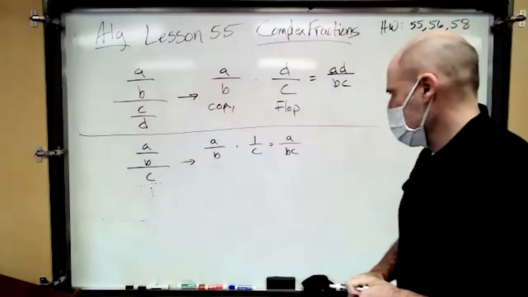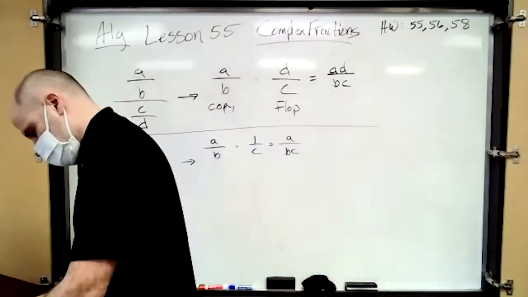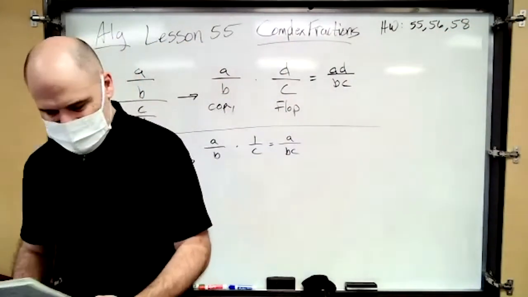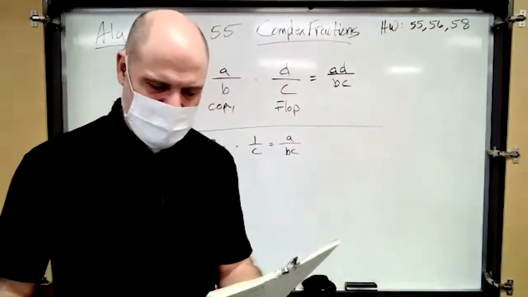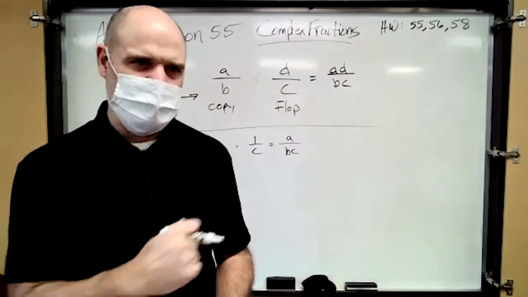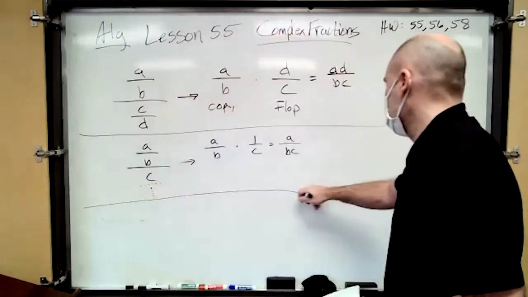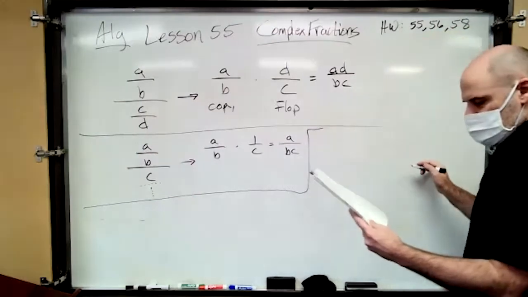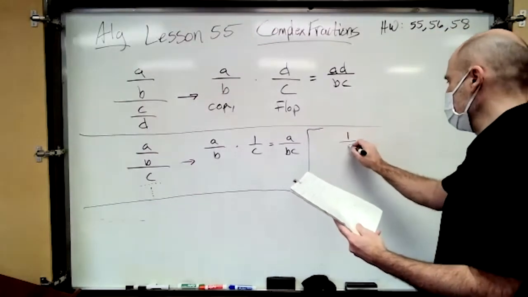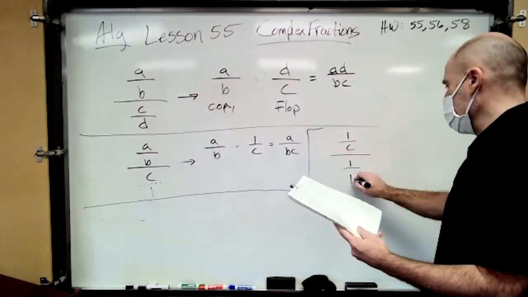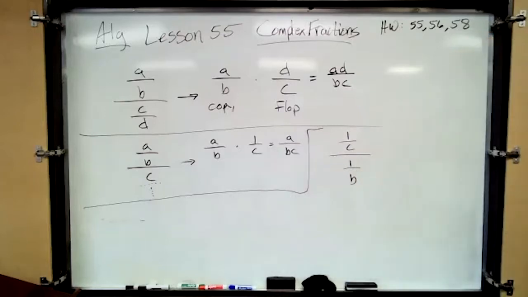Okay. All right. I'm going to do 2 more examples, and I'm going to try to make it difficult, but it's difficult to make this difficult. Okay. So let's do a couple more examples here. Come over here, 1 over C over 1 over B. So copy, dot, flop that. And what do you get? Can you do it in your head? Nathan? B over C.